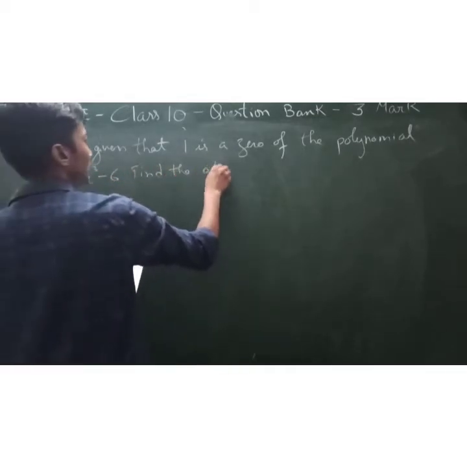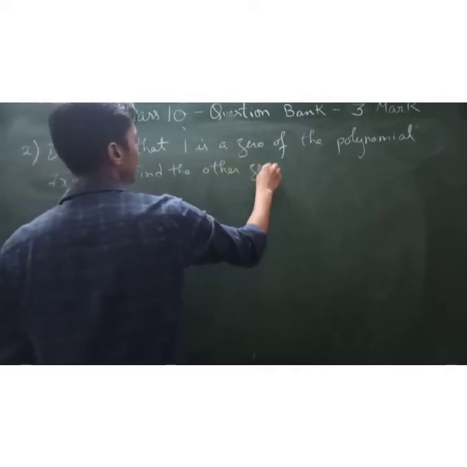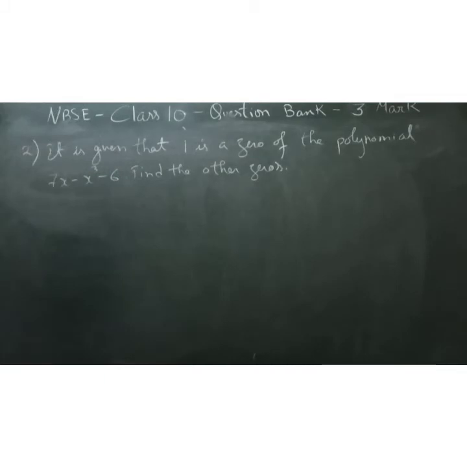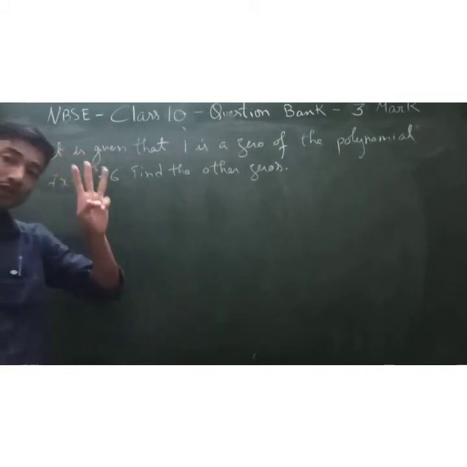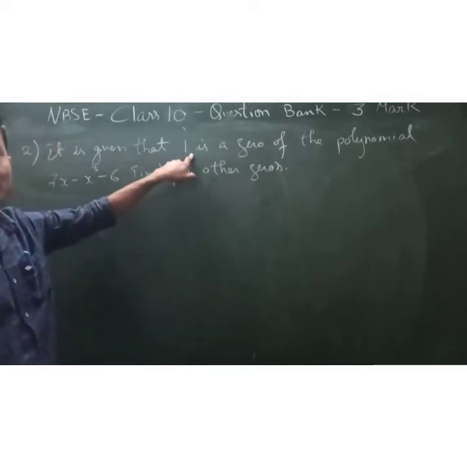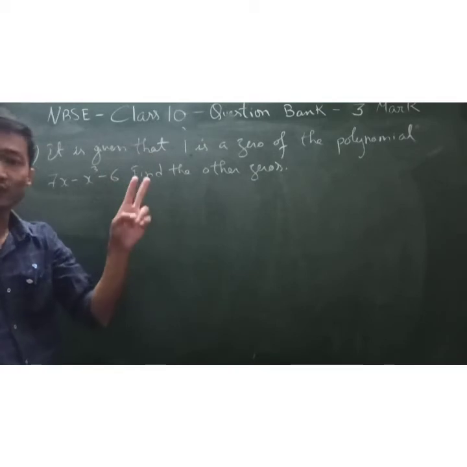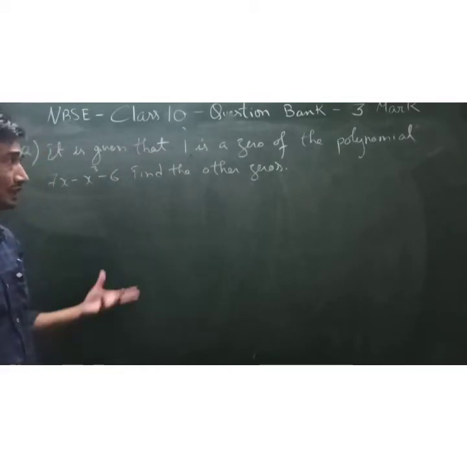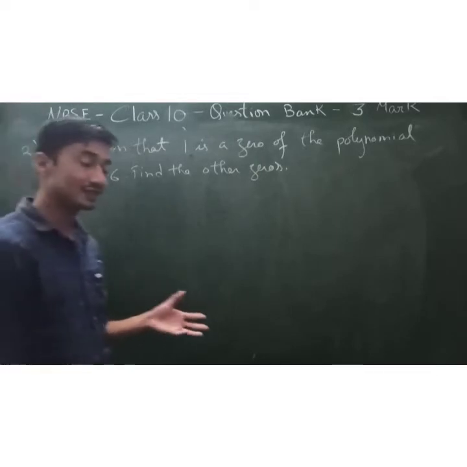Find the other zeros. Since this is a cubic polynomial of power 3, it will have actually how many zeros? 3 zeros. One zero they are already giving to us. So we are supposed to find out how many zeros? 2 more zeros. Alright. So of course this type of question was done in class 9 also.